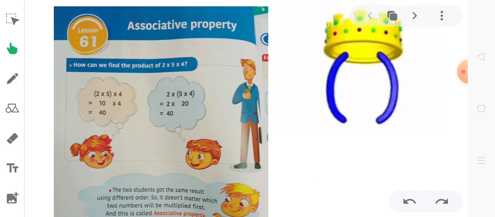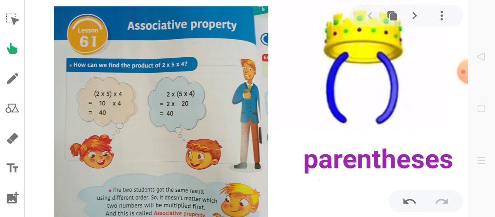What can we say about the bracket? It's called the parentheses. Called what? Parentheses. Okay? King parentheses. Always we get the answer inside the bracket first, then we multiply it by the remaining number.